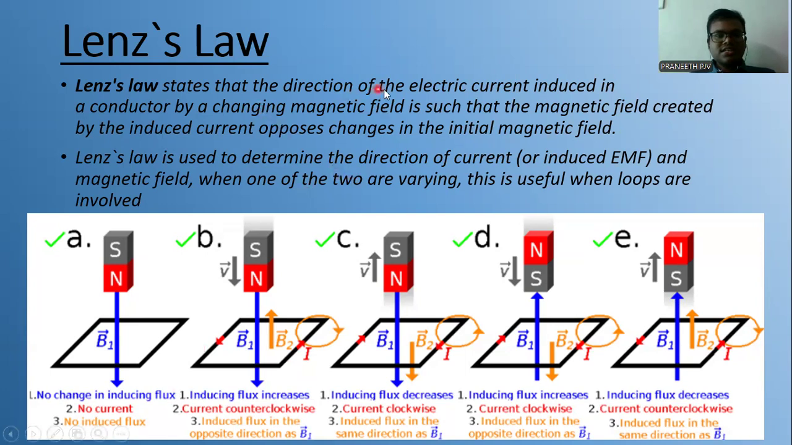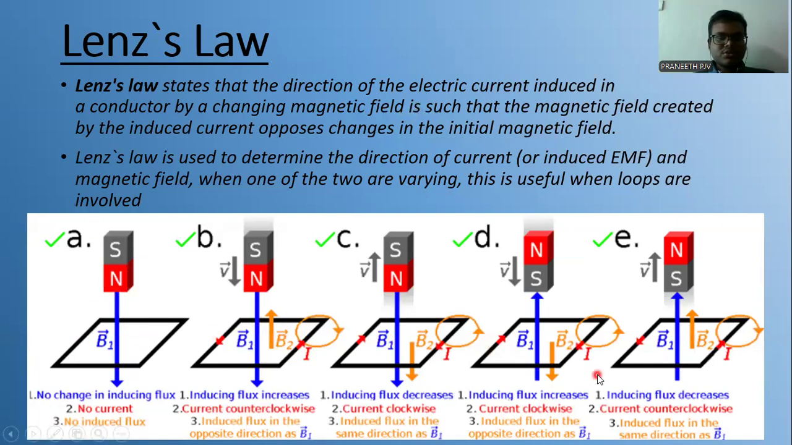Lenz's law states that the direction of the electric current induced in a conductor by a changing magnetic field is such that the magnetic field created by the induced current opposes the change in the initial magnetic field. Basically, when there is a changing flux, there will be a current induced in a conductor, and this induced current creates a magnetic field that opposes whatever the initial magnetic field is creating. Lenz's law is very useful when determining the direction of induced current and induced EMF.